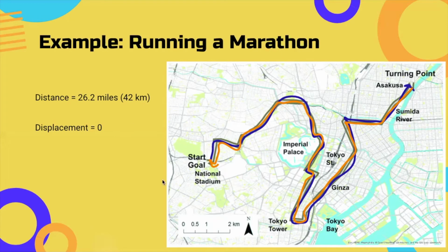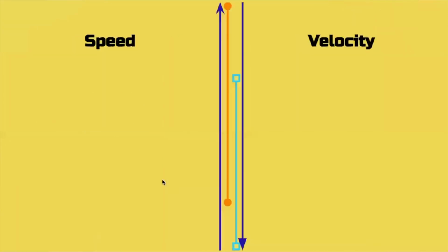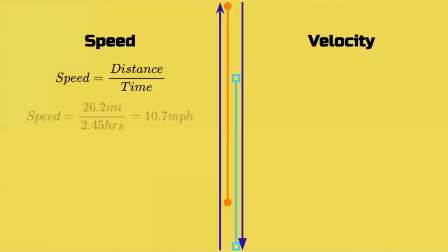So when I take this to speed and velocity, speed is distance over time. And you can feel pretty accomplished about your speed. Speed's always going to be positive since distance is always positive. So this was the 2:45 hours, the women's gold in the marathon this year. She ran 26.2 miles in 2.45 hours. That's 10.7 miles per hour on average.